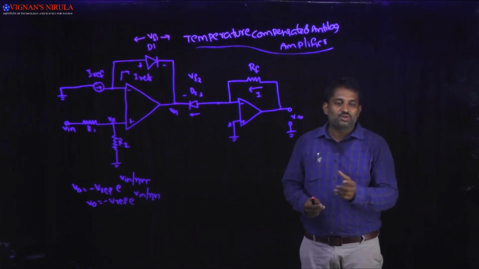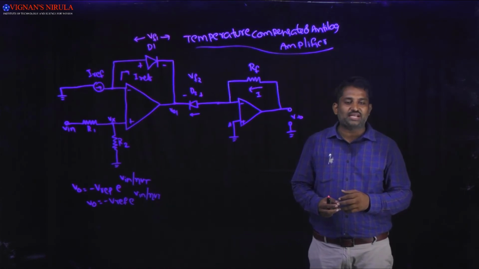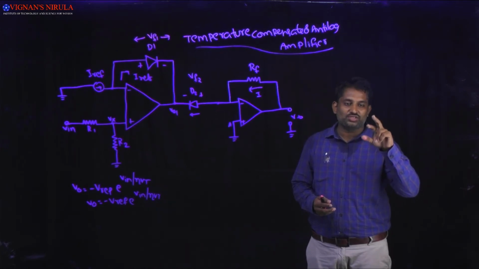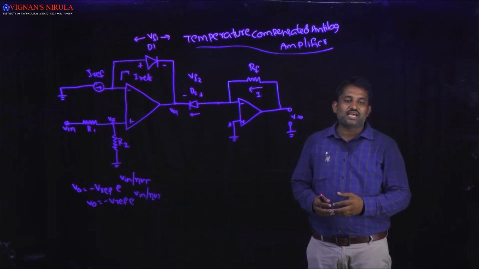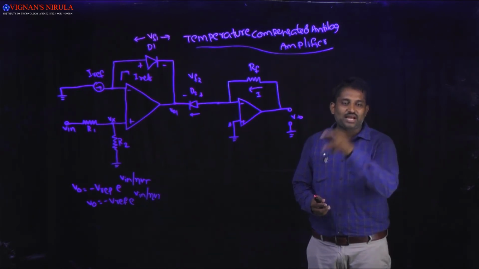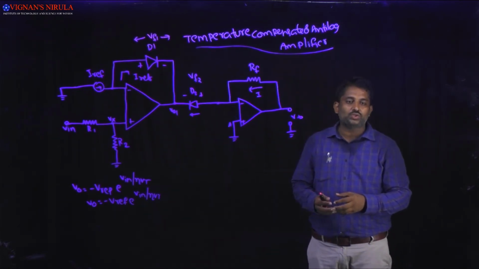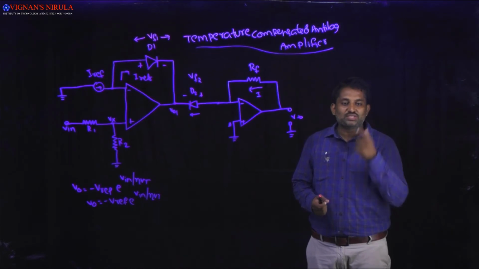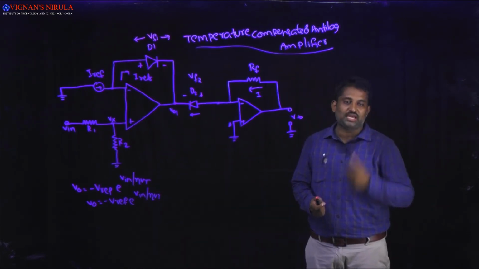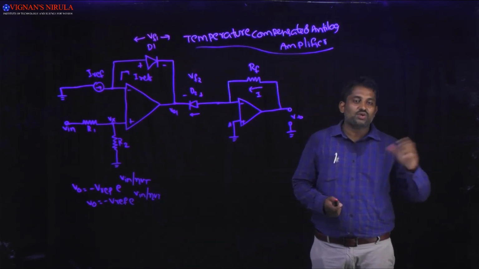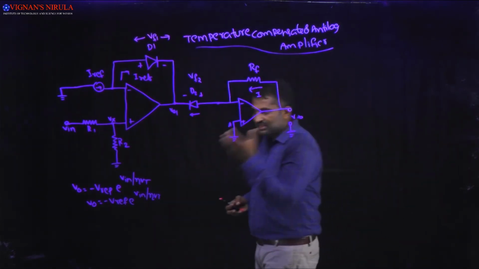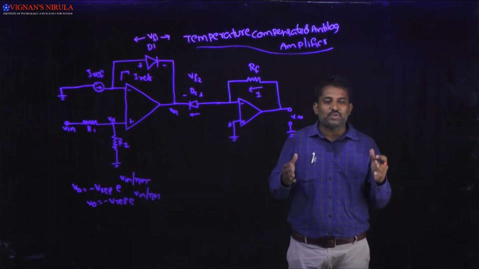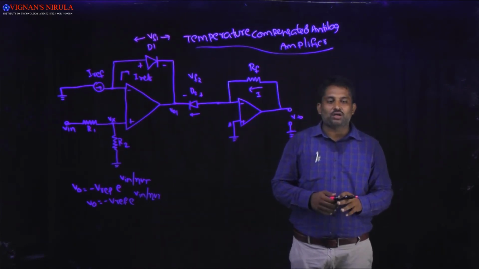So what happens is, if you are increasing the temperature, for every 10 degree centigrade rise in temperature, the reverse saturation current will double, and the emitter saturation current changes from one transistor to another, and also varies with temperature. So it is very difficult to set the V reference voltage when the temperature is varying. To eliminate that temperature effect, we use a temperature compensated network for the anti-logarithmic amplifier.